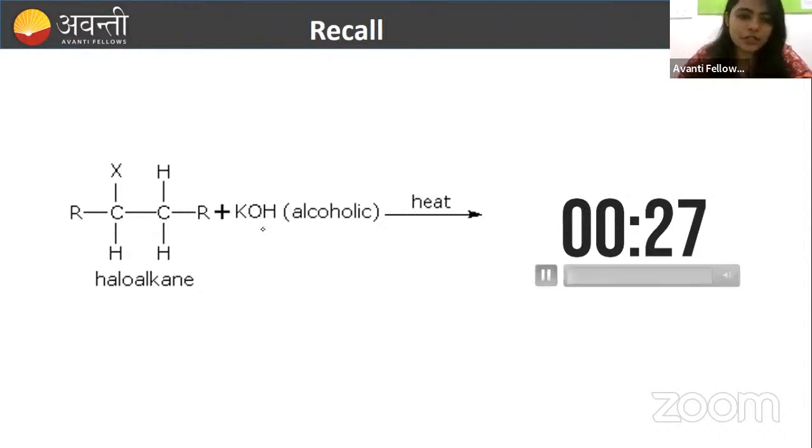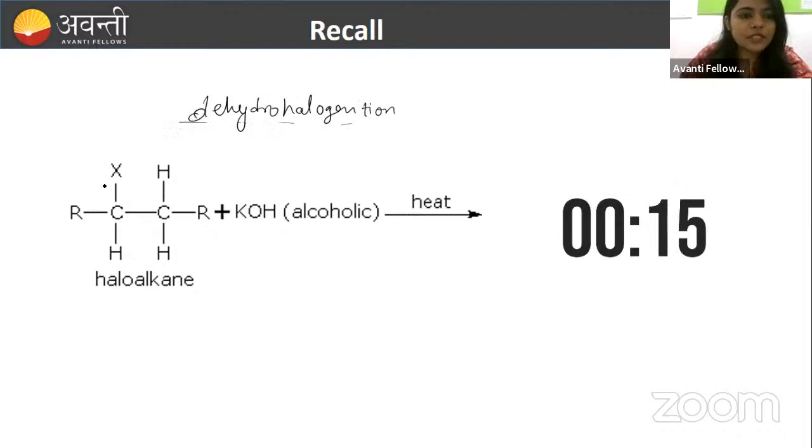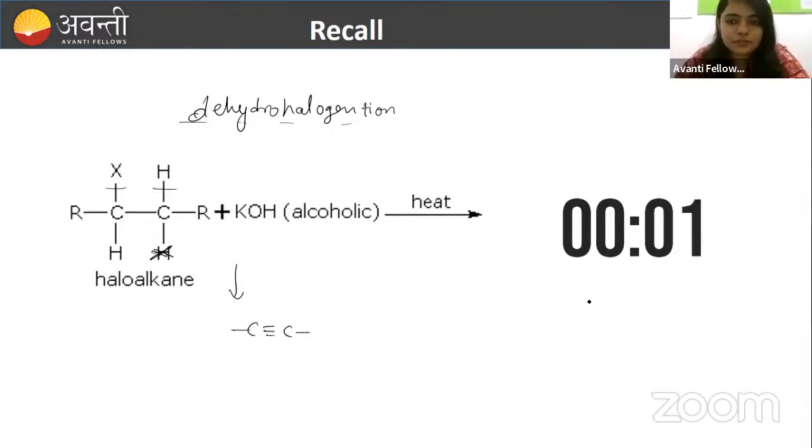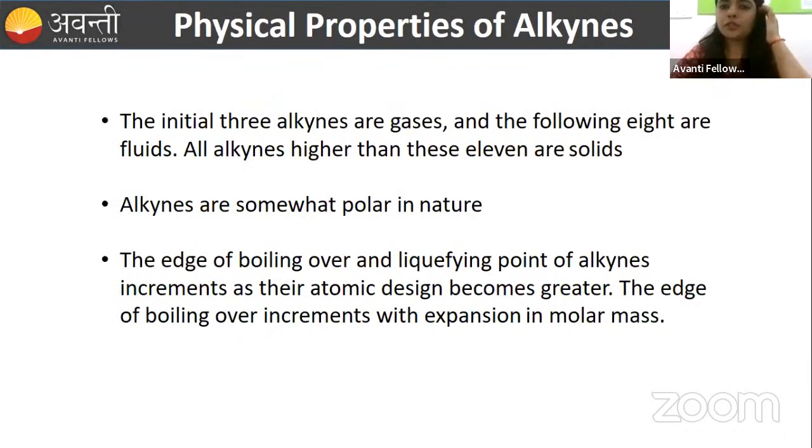So this is your reaction for dehydrohalogenation, dehydrohalogenation in the presence of base. So we have removed the halogen and hydrogen from here and formed halides. So we have prepared alkynes from here. Okay. So this was the previous class concept. Now let's move on to today's class.